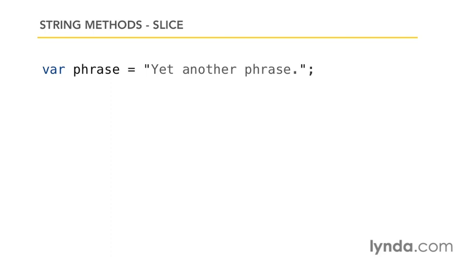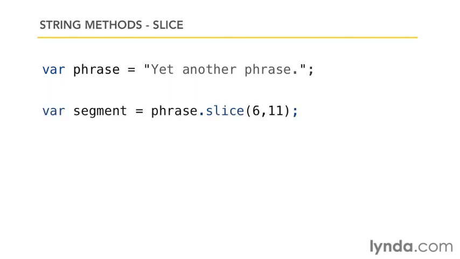So we create a variable called phrase, just give it some basic text. And what I'm going to do is create a new variable called segment based on part of phrase. I'm going to use phrase.slice, and slice expects 2 arguments. In this case, I'm passing in 6, 11. Well, what does that mean? The first number is the position that we're going to start at in phrase. And it starts from 0.